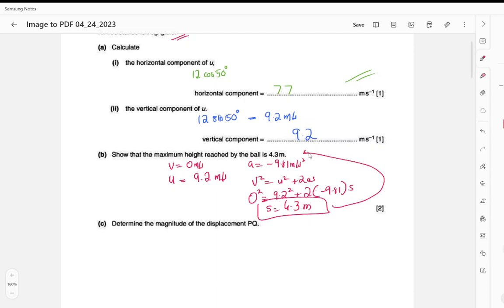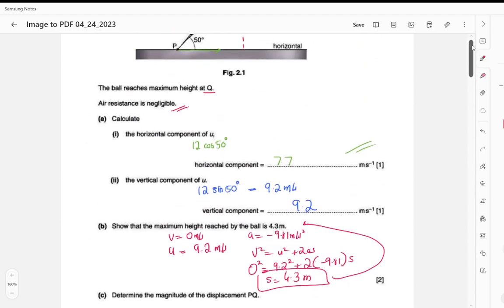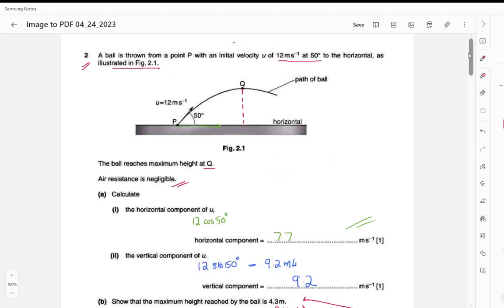Determine the magnitude of the displacement PQ. Okay, PQ कहां पर है? Let's just look at this diagram first. So the magnitude of the displacement PQ, we need to find this magnitude over here. So we already have this. This is actually 4.3. अब मुझे जो है ट्राइंगल कंप्लीट करने के लिए जो नीचे वाला जो हॉरिजॉन्टल डिस्टेंस है, आई नीड टू फाइंड दैट आउट एंड आफ्टर दैट आई कैन इजीली फाइंड आउट. सो पहले तो हमें ये निकालना पड़ेगा.